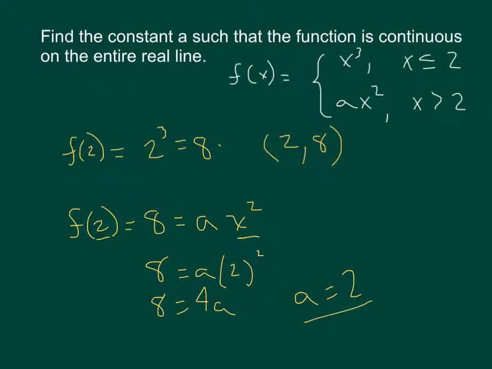If we were to graph this, we would have regular x cubed, which goes down, and then at 2, we follow 2x squared, which would just be a parabola, but it would definitely match up right there at the point (2, 8).